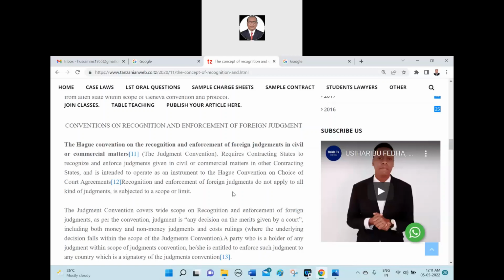So the convention requires the contracting states to recognize and enforce the judgment given in civil or commercial matters in other contracting states. Who is the one state? Tanzania. Richmond from which country? He is from England, I think, because the ICC says England. Are you following me? Subject to correction, yes, sir.